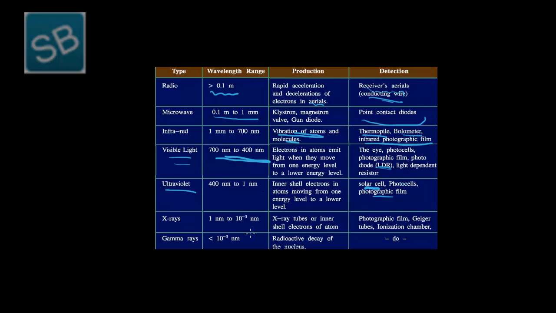having a wavelength range of 1 nanometer to 10 to the power minus 3 nanometer, and they can be produced by using X-ray tubes or inner shell electrons in atoms. Photographic film, Geiger tubes and ionization chamber can detect X-rays as well as gamma rays. Gamma rays have a wavelength of 10 to the power minus 3 nanometer, and they are produced by radioactive decay of the nucleus. And with this, our chapter number 3 is over.